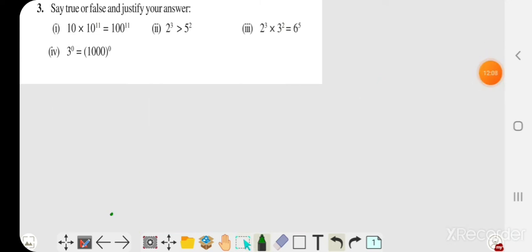Now next part, the second one you will do yourself. Just calculate the value of 2 cube, means 2 into 2 into 2, and the value of 5 square, that is 5 into 5, and check whether 2 cube is greater than 5 square. If yes, then the statement is correct, otherwise it's false. Similarly, solve this also and this one. You just have to tell whether the given statement or expression is true or false.